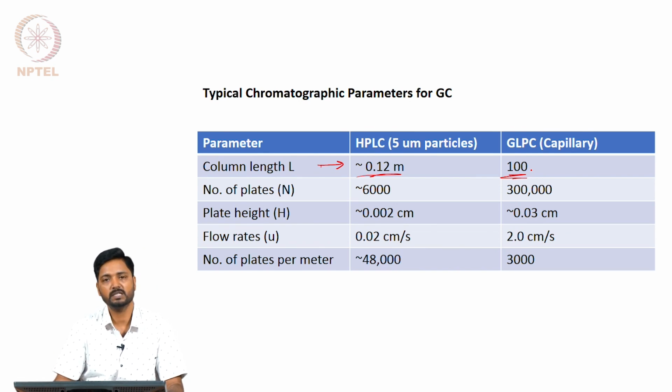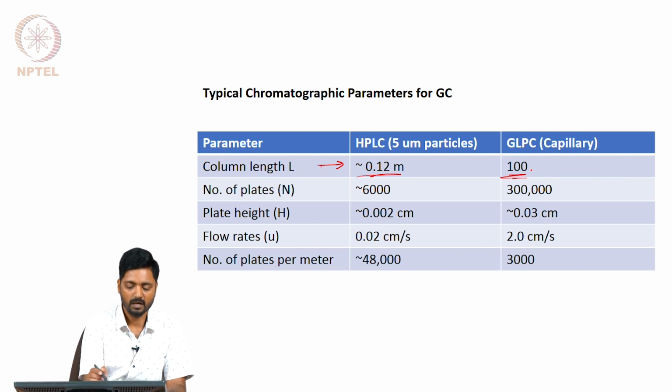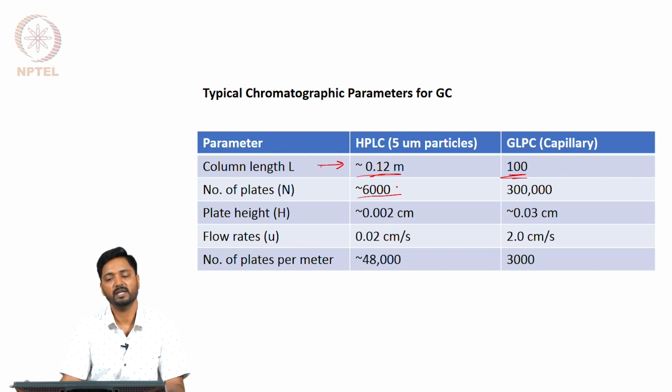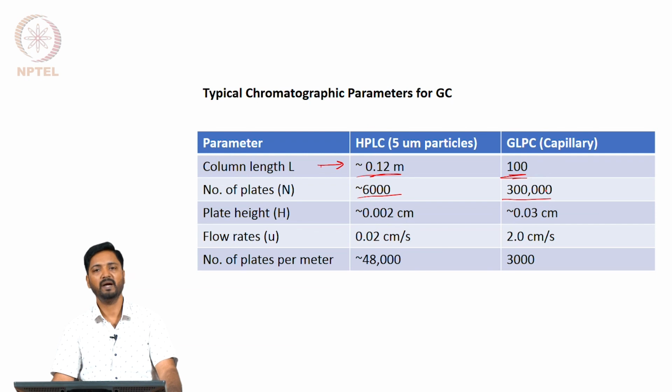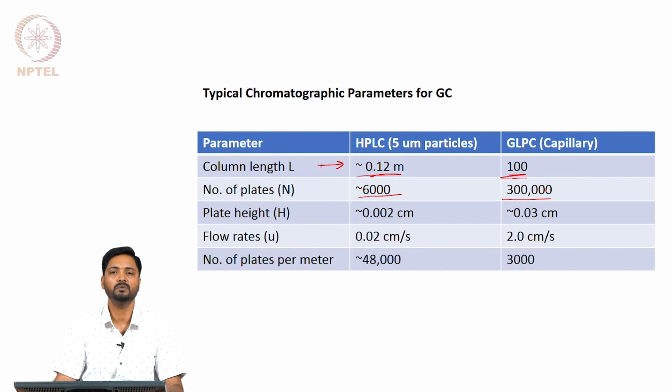Now, this results in a very different number of plates in these two columns. In HPLC, we can expect a number of plates in the range of a few thousands, say up to 6,000, but in gas chromatography this number can reach up to a few lakhs. For example, in a 100-meter column, many of the analytes will have a theoretical number of plates equal to 300,000 or a number in a similar range.